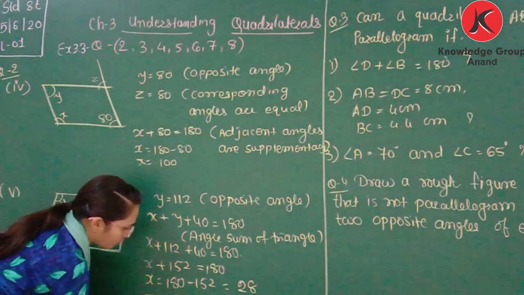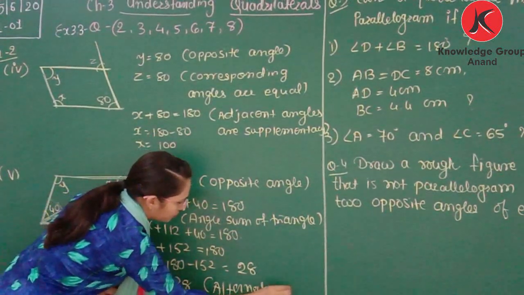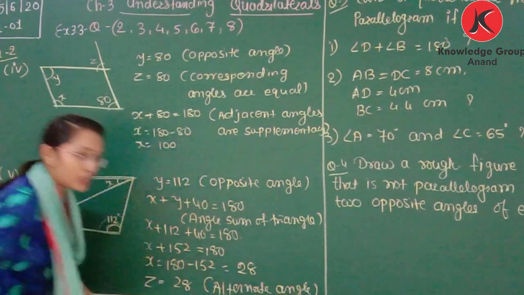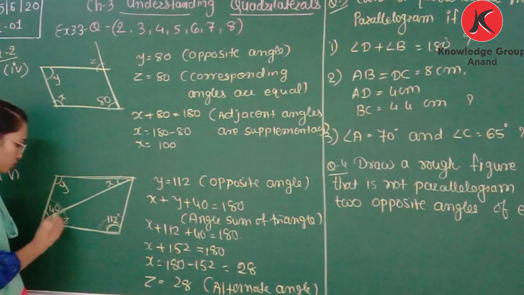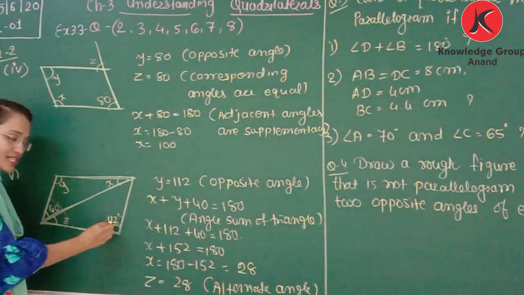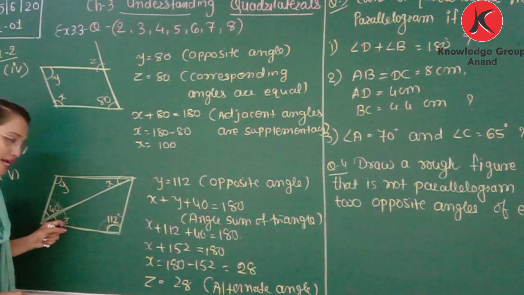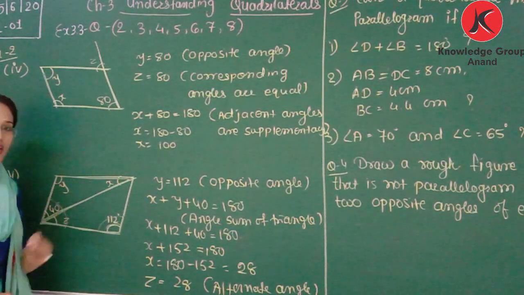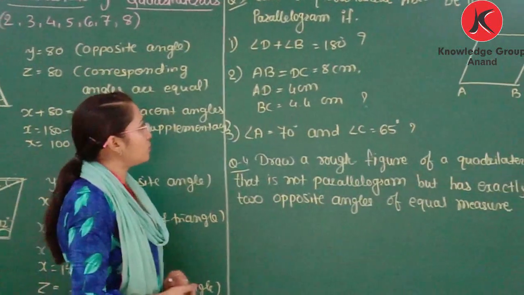Reason: alternate angles. Again, if you want to find z first, then what you have to do? 40 plus z plus 112 is equal to 180. If you solve that, you will get z is equal to 28 and then x and z will be the same. Clear? Now, question number 3.